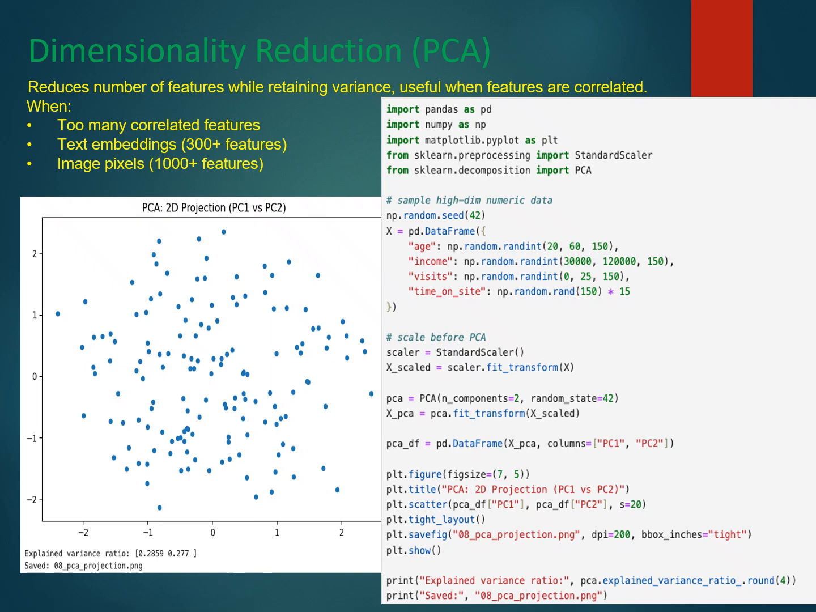To summarize, feature engineering is the heart of machine learning. It includes creating meaningful features, transforming them properly, encoding categorical variables, handling missing data, selecting important features, and reducing dimensionality. Mastering feature engineering can dramatically improve your model's performance, sometimes even more than changing the algorithm itself.